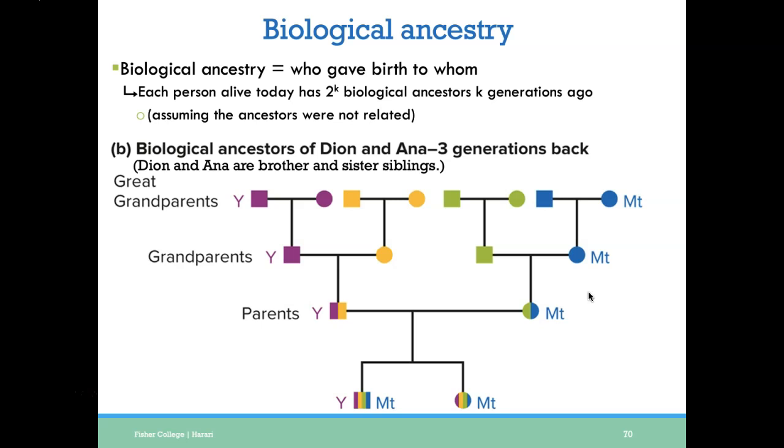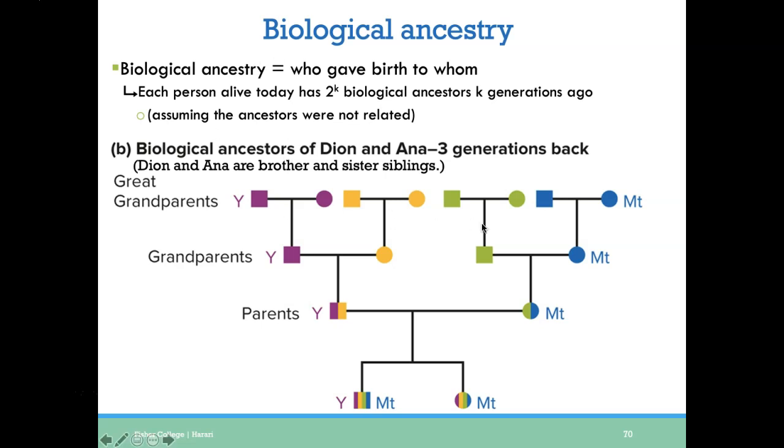And each person alive today has 2 to the k power of biological ancestors k generations ago. So for example, 1 generation ago, you have 2 ancestors. You have your parents. 2 generations ago, right, 2 to the 2nd, you have 4 grandparents. 3 generations ago, right, you have 2 to the 3 or 8 great-grandparents, sorry. So if you want to know how many great-great-grandparents, you can figure this out just by using this 2 to the k equation. And this is assuming that the ancestors were not related, because then there would be some redundancy.